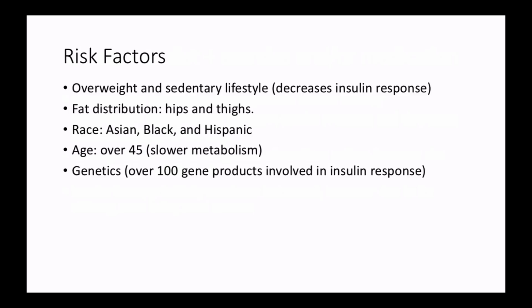And then lastly is genetics. The problem with genetics is that in the signal transduction pathway that we have for insulin, there are over 100 different gene products involved. So the inheritance pattern is not going to be a linear looking thing. It's not going to be something where you can track it like a dominant-recessive relationship. It's going to be a polygenic inheritance pattern, and that makes things a little bit more difficult to isolate.